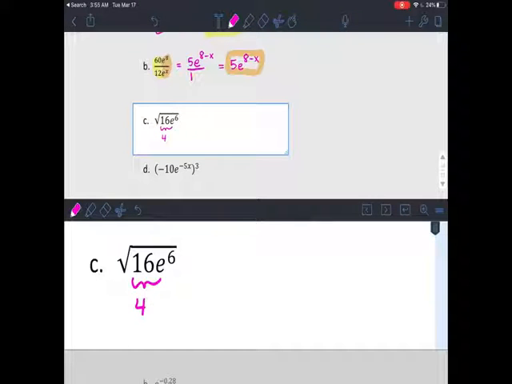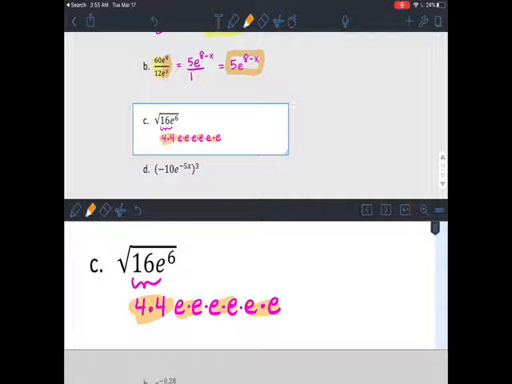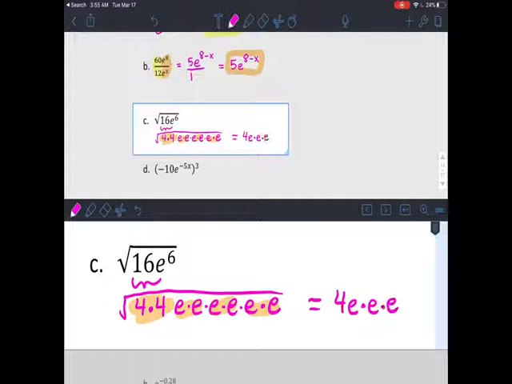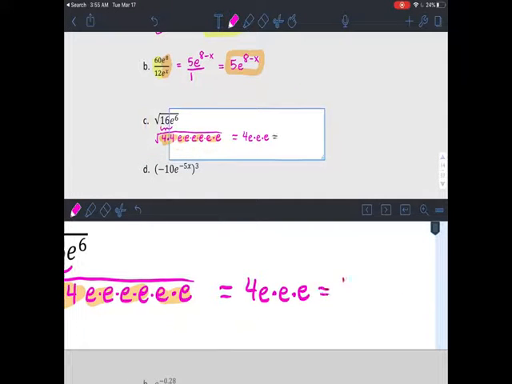If I break down this radical, I could turn 16 into 4 and 4. I could take it all the way into 2's, but I'm not going to. I'm listing out how many e's I have. It's a square root, so for every 2 factors, you get to bring one outside. So you end up with square root of 16 gives you 4, and then 3 factors of e gives you 4e to the third.